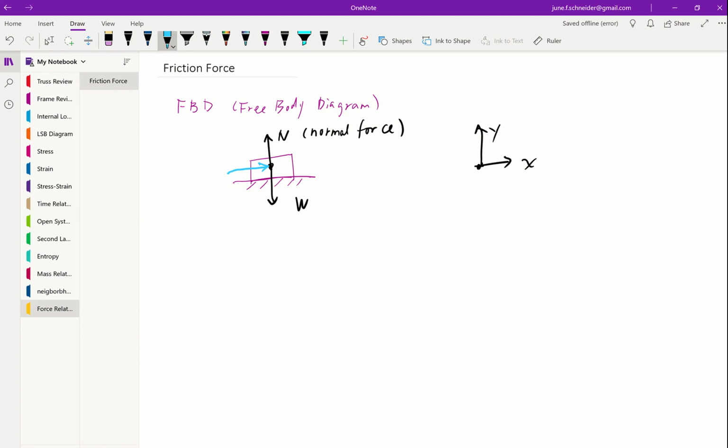However, the book is static, which means it's not moving. My force is not strong enough to make it go. In other words, there must be another force in the x direction that is trying to balance this force, pushing this way. If we call this F, the applied force, then this force to the left balances this one, and that's going to be our friction force.